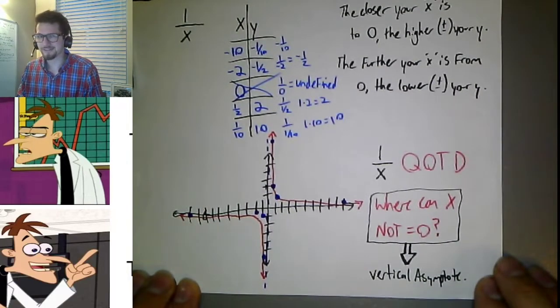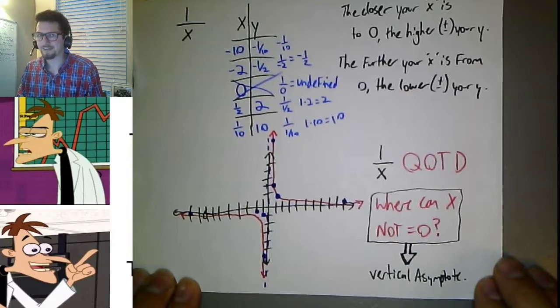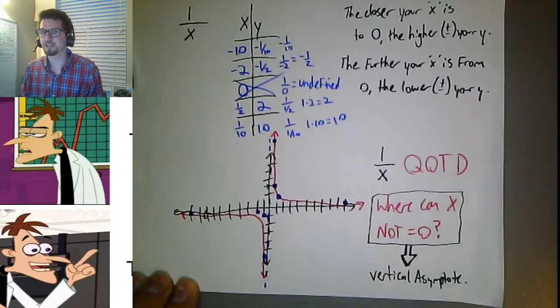Now, I'll show you how to find a horizontal asymptote after this short little break, where I'm going to show you a cool website.